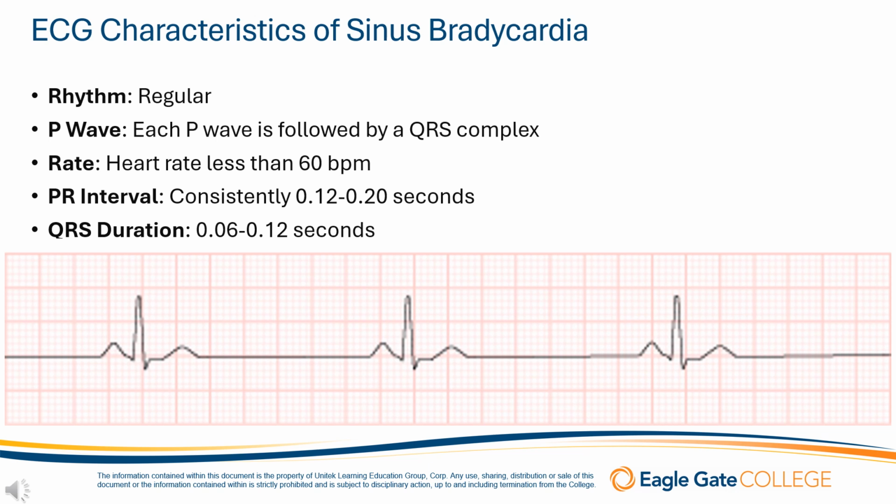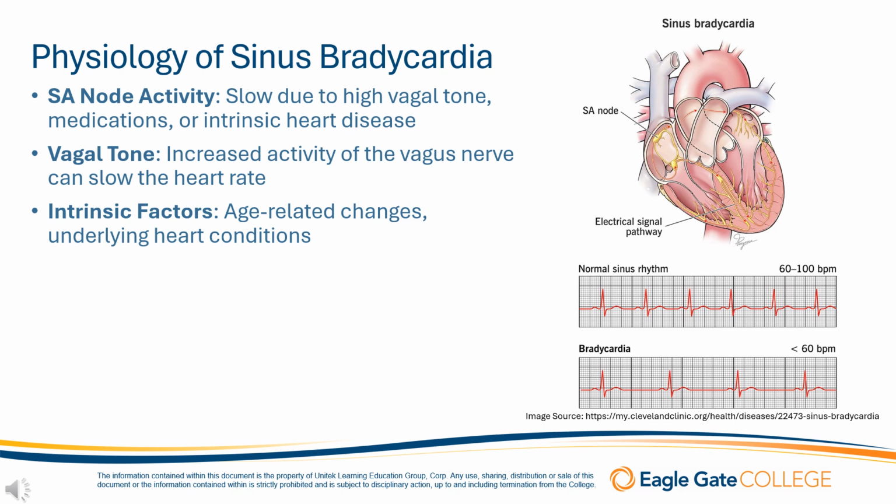The QRS complex duration in sinus bradycardia falls within the normal range of 0.06 to 0.12 seconds. This duration reflects the time it takes for the ventricles to depolarize and contract. A normal QRS duration indicates that ventricular depolarization is occurring normally and that there are no delays or blocks in the ventricular conduction system. Let's explore the physiology behind sinus bradycardia.